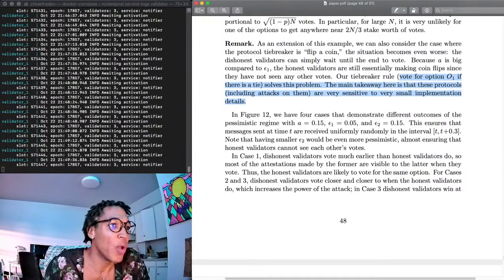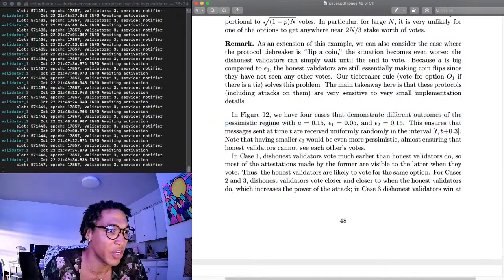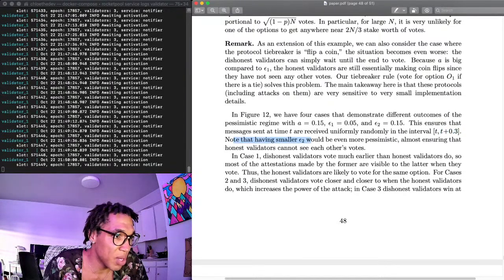In Figure 12, we have 4 cases that demonstrate different outcomes of the pessimistic regime, with different times it takes to send a message and different error sending times. This ensures that messages sent at time t are received uniformly, randomly in the interval t plus 0.3. And I think it's saying that no matter what, with these parameters, you should be receiving a message within this time. Note that having a smaller error would be even more pessimistic, although almost ensuring that honest validators cannot see each other's votes.